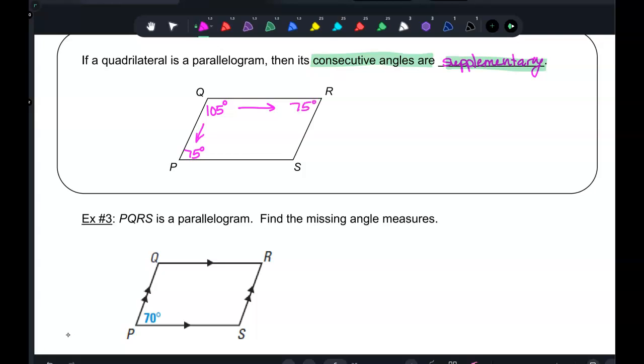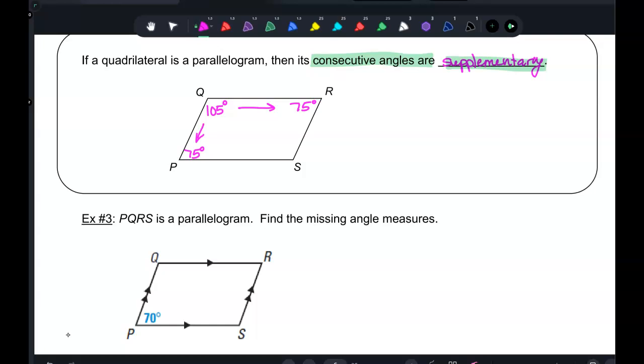So these two are consecutive, and these two are consecutive. And then this one would also have to be 105. It just means that in a parallelogram, if I give you one angle, you can figure out all the rest. So here, I'll give you a different one. Let's say I told you that this was 50 degrees.